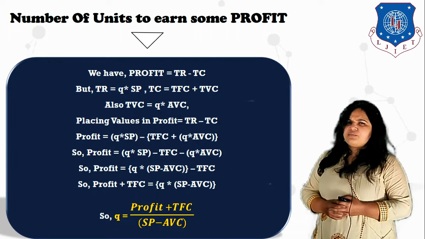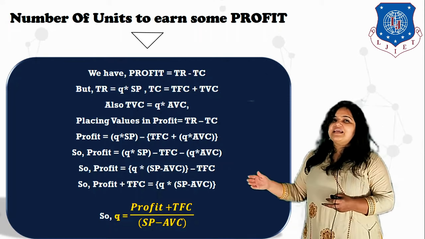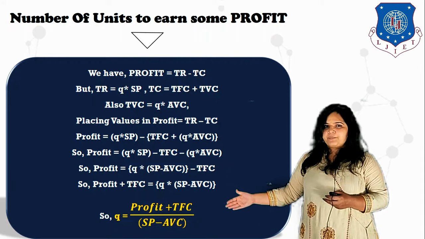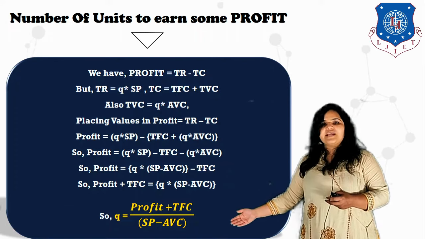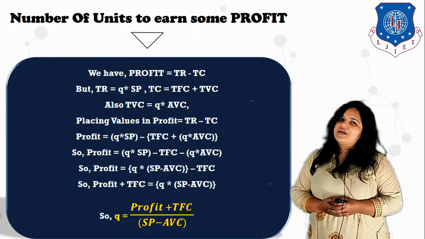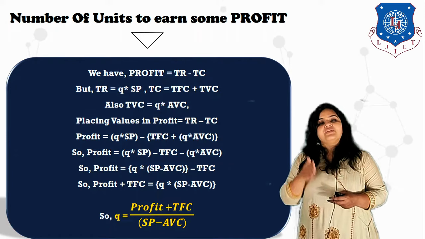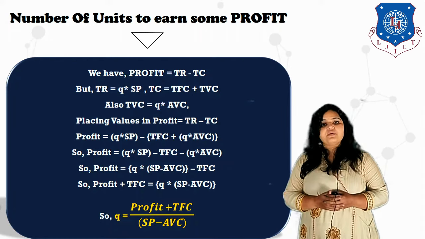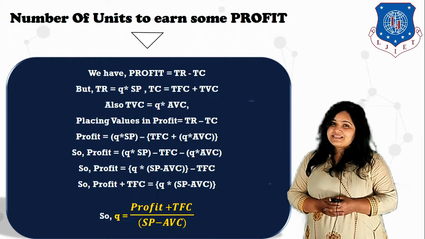You find the formula a little similar to the break-even point? Yes, students, it is similar to the formula for break-even point. Just place profit equal to 0. If in this equation profit is equal to 0, then TFC upon SP minus AVC is the formula for break-even point in terms of units or quantity. So, if some profit is given to you, to find the number of units produced to achieve that profit, we have the formula Q is equal to profit plus TFC upon SP minus AVC.